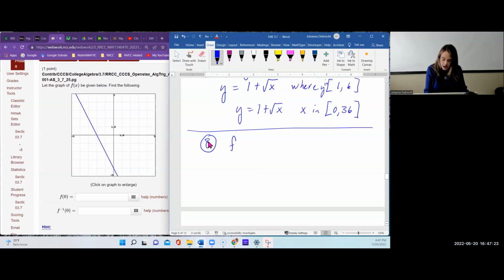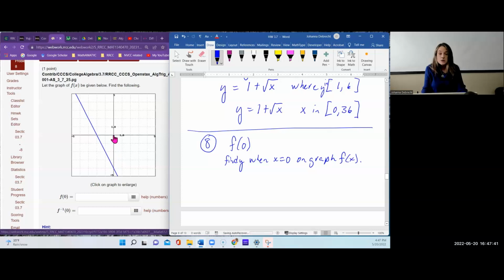On problem number 8, I'm looking for f of 0. Remember, this means find y when x equals 0 on graph f. Okay, well, this is the graph of f. So I go to 0 on the graph and I drop down until I reach the graph and I have the intersection right here at -1, -2, -3, -4. Let's take the picture and let's label it so that we have a little bit more to work with. I'm going to take a picture now.